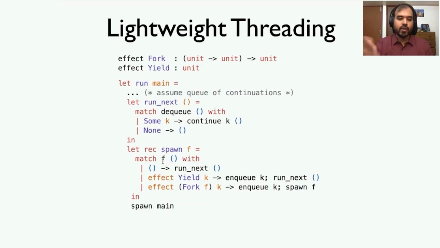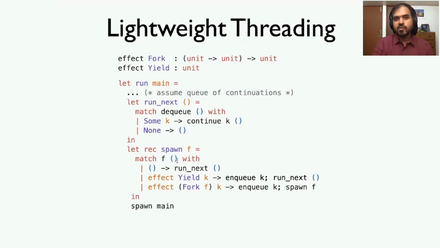So what can F do, right? F can run to completion, so it can return a unit value. If it returns a unit value, I run the next thing from the scheduler. And what does it do? It dequeues the scheduler queue. If you find a continuation, you continue the continuation. If you don't find anything, the scheduler queue is empty, right? So you're done, and you simply return unit, and the run function returns.